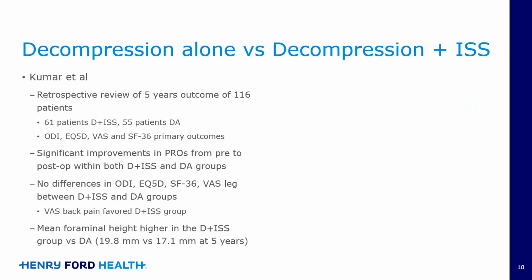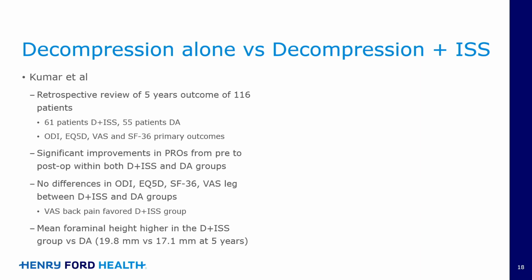The second paper I referenced is the Kumar et al. This is the 5-year data. They looked retrospectively at 116 patients. 61 patients received the decompression with the interspinous device, and 55 received decompression alone. They used the usual patient-reported outcome measures for their outcome.